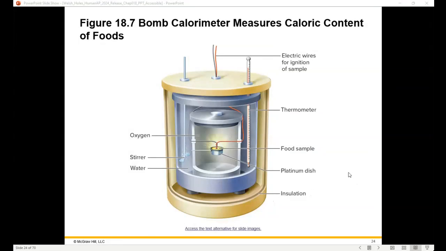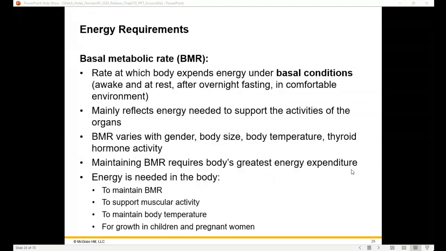This figure shows you what a bomb calorimeter looks like. What we do is we heat up a material and we watch to see at what point it actually burns or oxidizes, and the amount of energy given off.